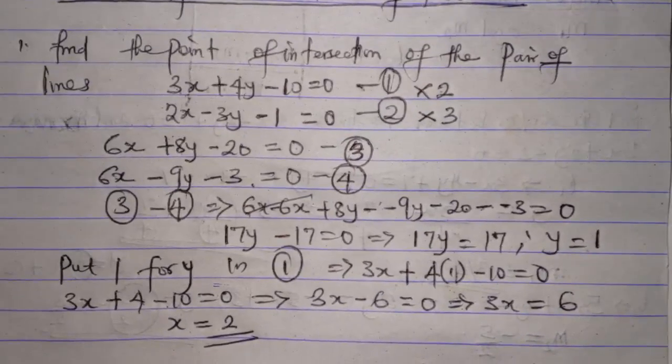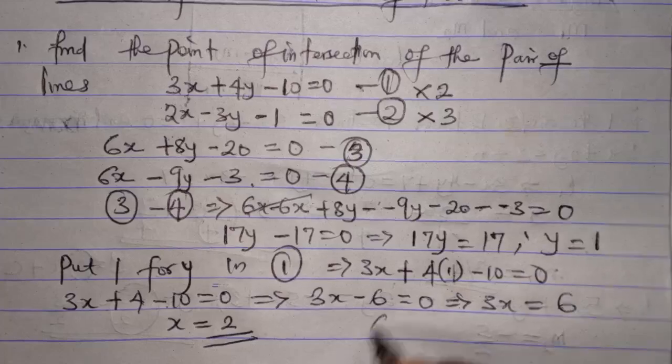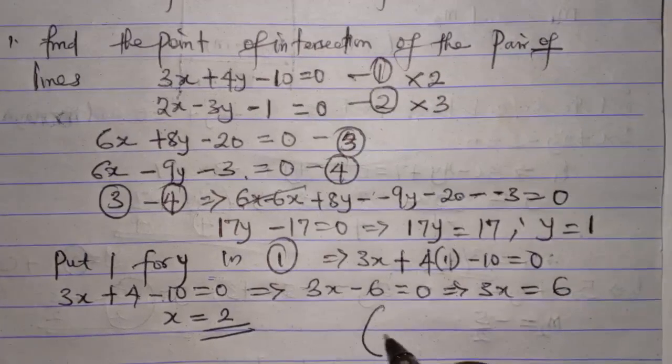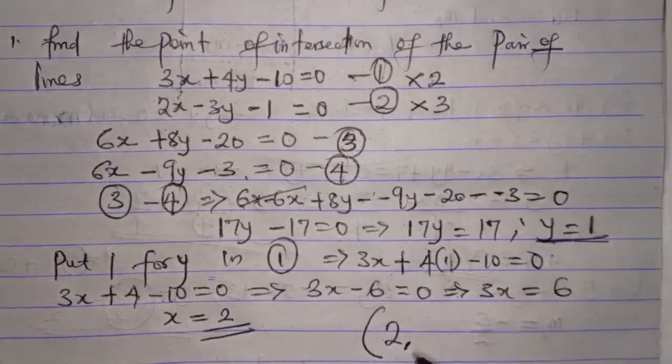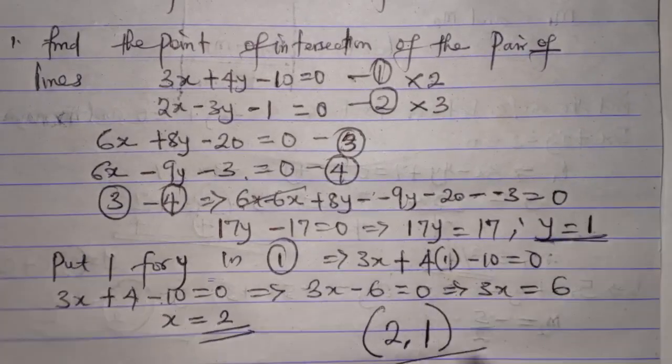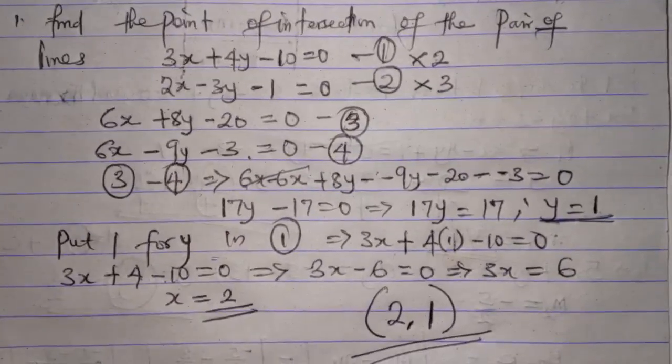So the coordinates, the point of intersection of these two lines is this. What is x? X is 2. What is y? Y is 1. This is the point where the lines intersect.